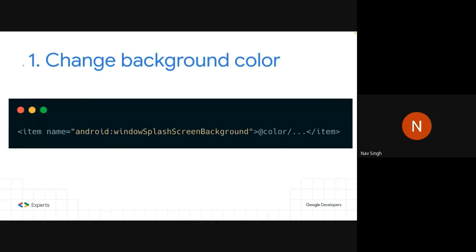One is changing the background color. There is a new property introduced in Android 12, which is called windowSplashScreenBackground. You can add this property to your application's theme, which is probably in styles, and then you can provide any color that you want to show for the window background of your splash screen. This is only for version 12 or higher. For the lower versions, you can check the migration guide that I'm going to cover next. They are only available for Android 12.